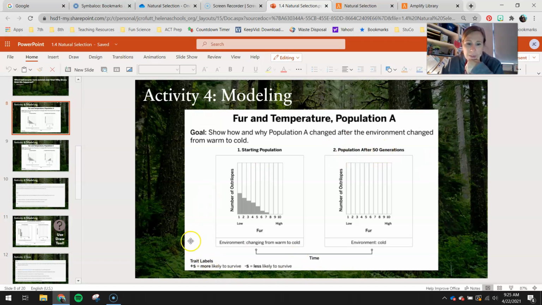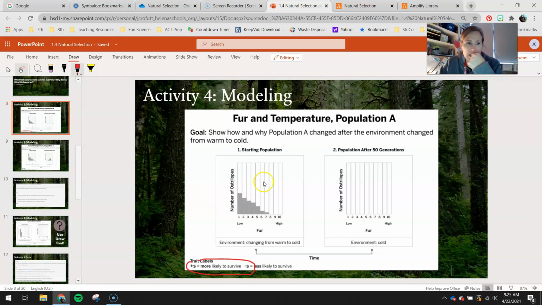And then down here we have some labels that we're going to make on here. So trait labels, these would be our adaptive traits. They're more likely to survive. And these would be our less likely to survive. These S- traits are our non-adaptive traits. So how you guys would model this is you guys would obviously use your draw tool. And you guys can just do a plus or a minus too, that's a-okay.